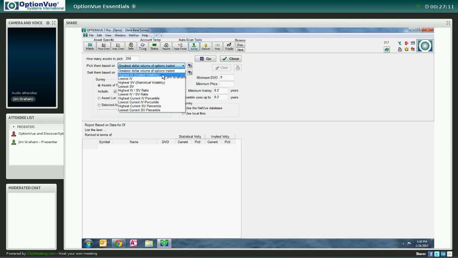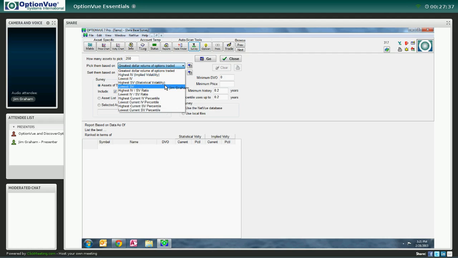The last two don't. Highest current SV or lowest current SV is simply telling you the price of the underlying has moved around a lot lately compared to what it's done in the past, or it's been very quiet and not moved as much as it usually does. But it tells you nothing about the options themselves.